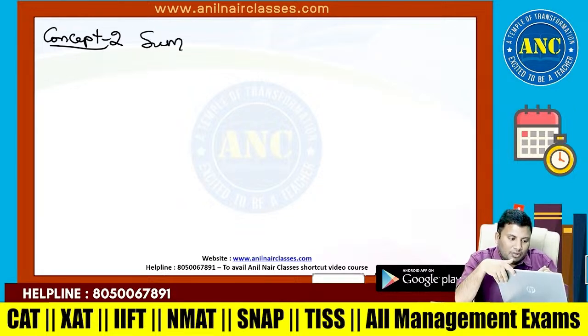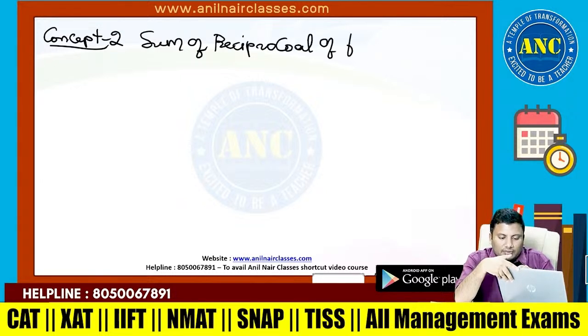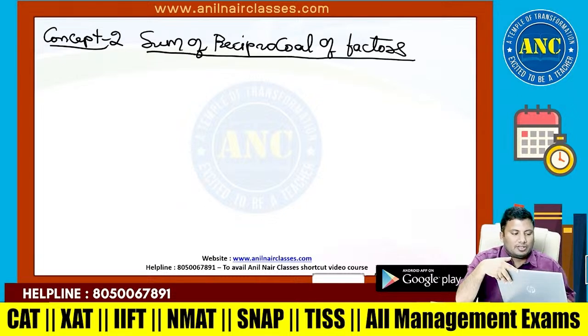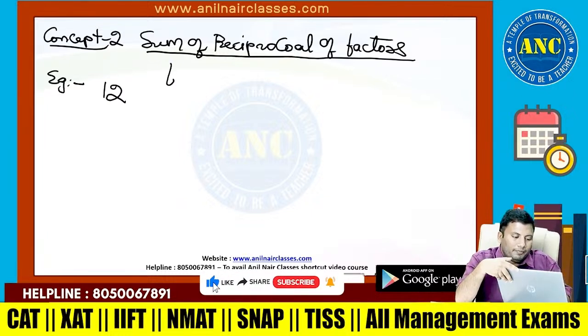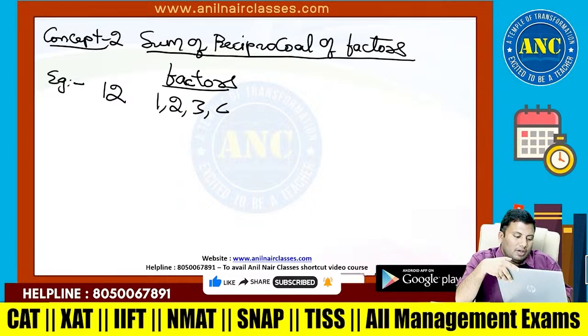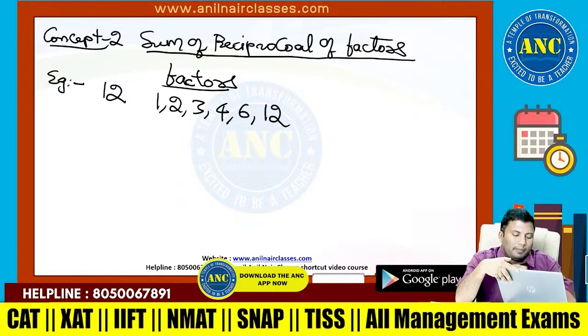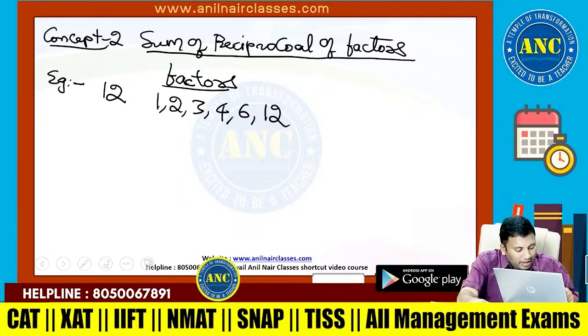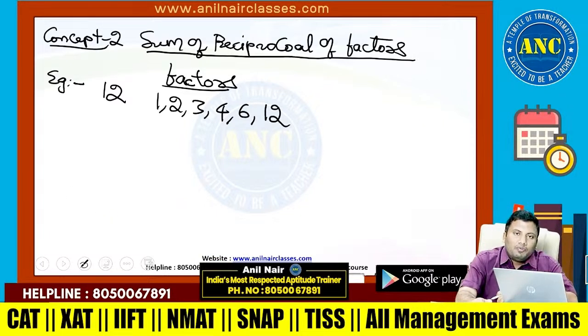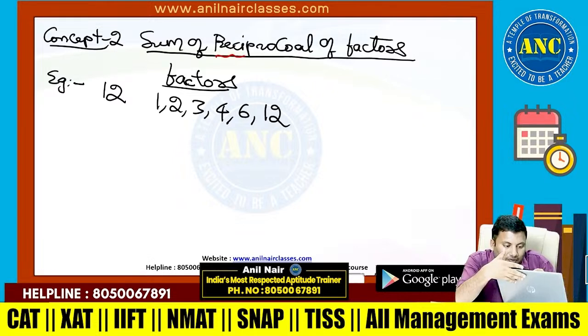Sum of reciprocal of the factors. Again an example, we will understand the concept. 12. What are the factors of 12? Factors of 12 are 1, 2, 3, 4, 6, 12. Previous case, we did the factors of 12. Now we will do the reciprocal of the factors.